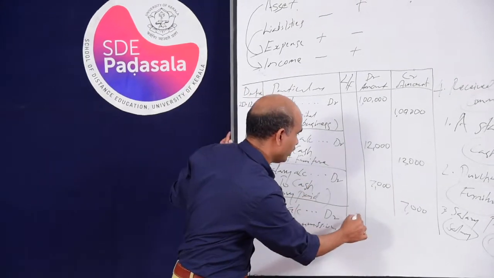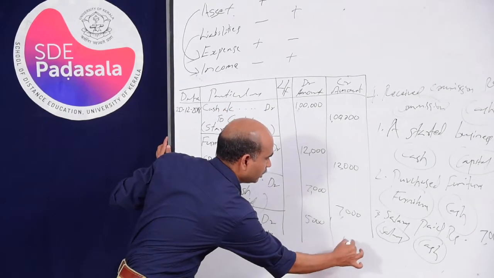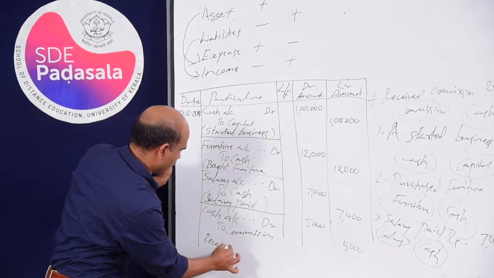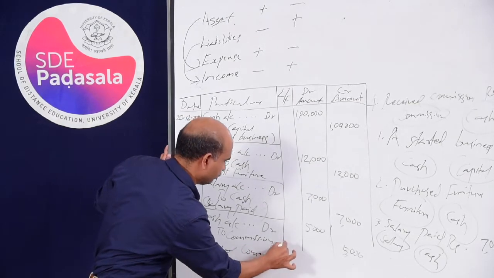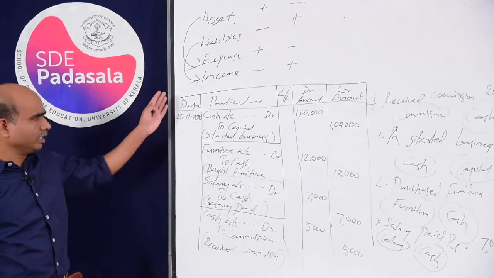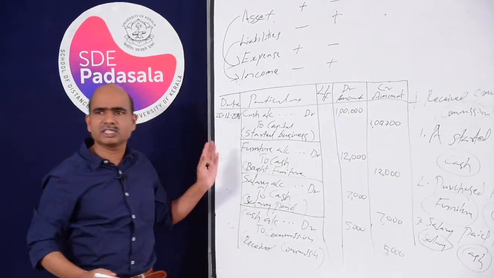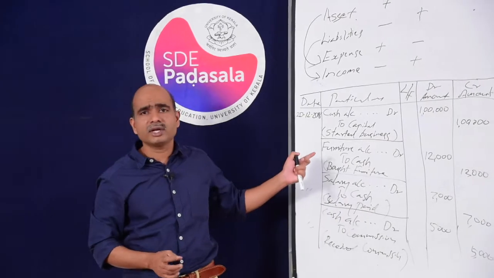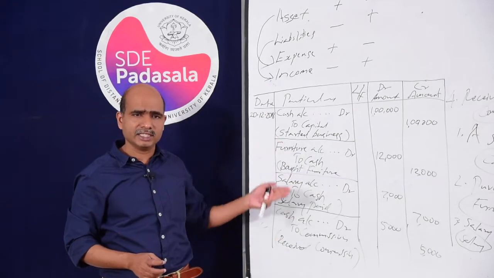Amount is 5,000. Received commission. This is the form of writing all business transactions in a journal book. It is known as journalizing. So the first process, journalizing, is completed.